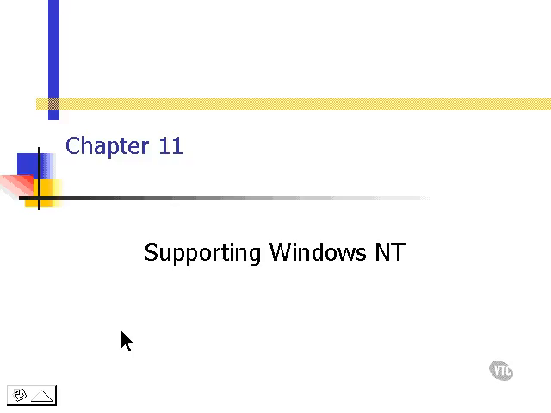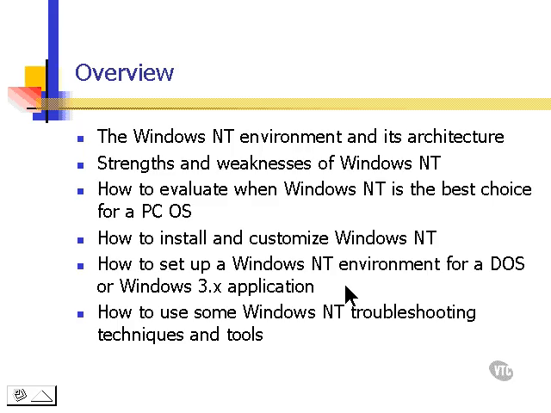Next, we'll discuss a more business-oriented operating system, Windows NT. Let's look at an overview of what we're going to cover. First, we're going to talk about the Windows NT environment and its architecture. NT, by the way, stands for New Technology, and it was an operating system that was developed specifically for business applications and for security. We'll talk about the strengths and weaknesses of Windows NT.